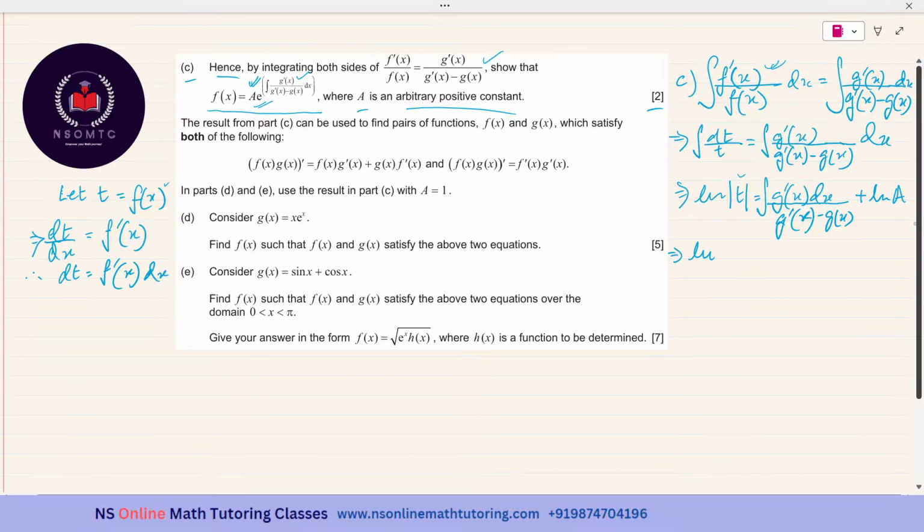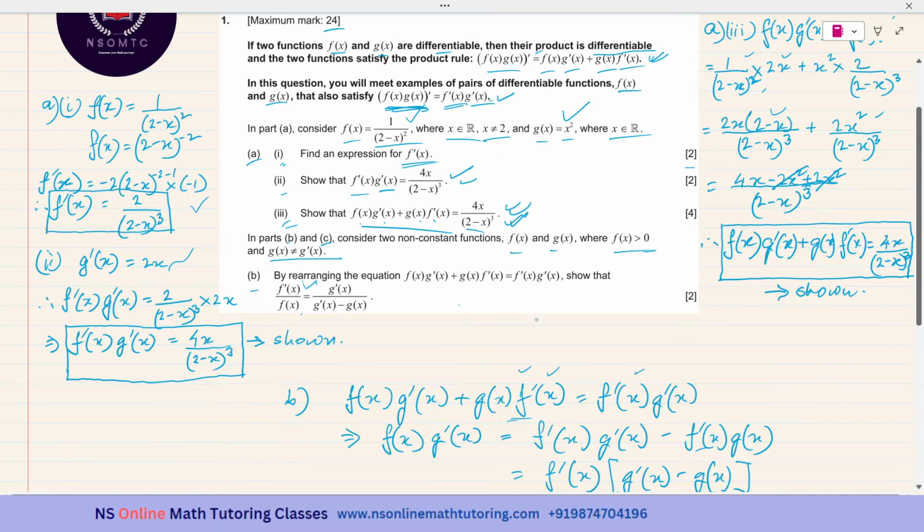So this is ln of t. t was f of x, and f of x was greater than 0. Let me show it. See, over here they have said f of x is greater than 0. Okay, because I have to write ln of f of x.